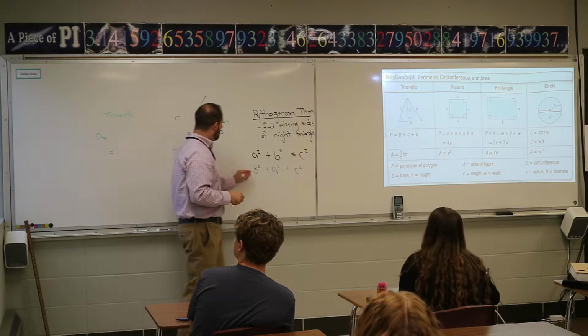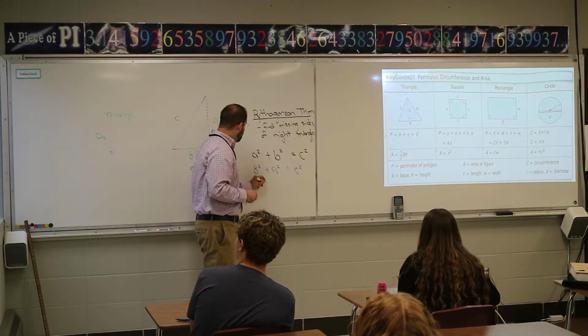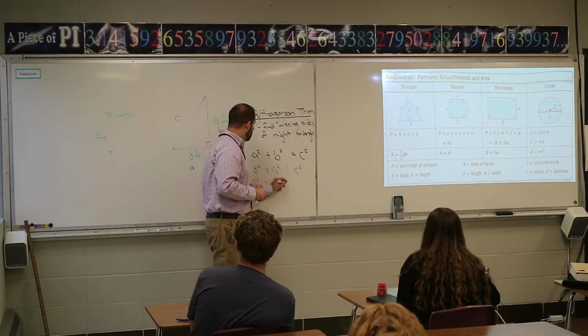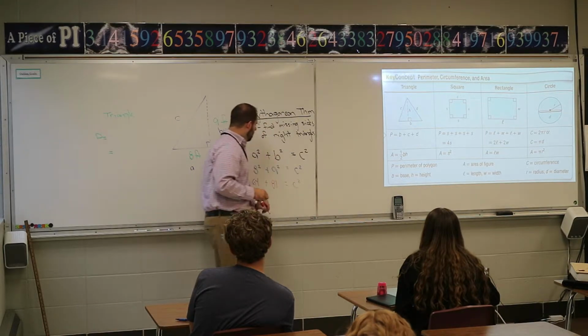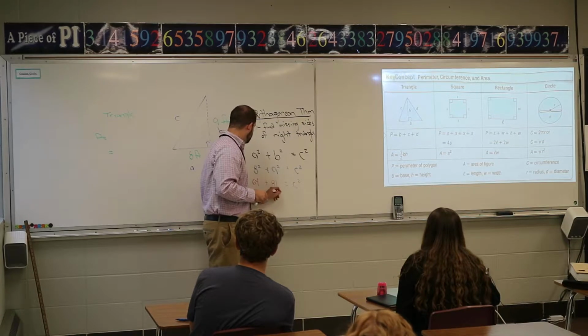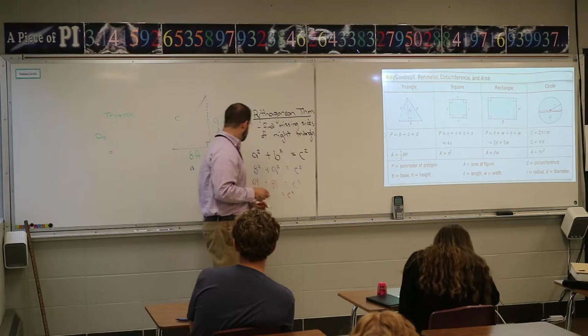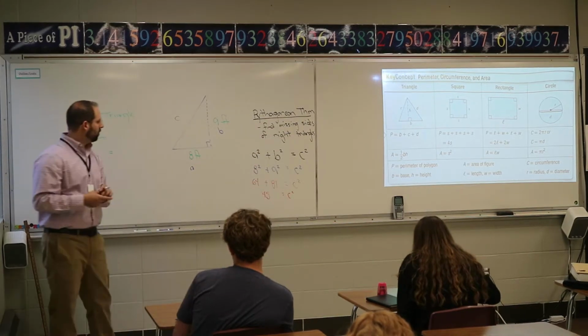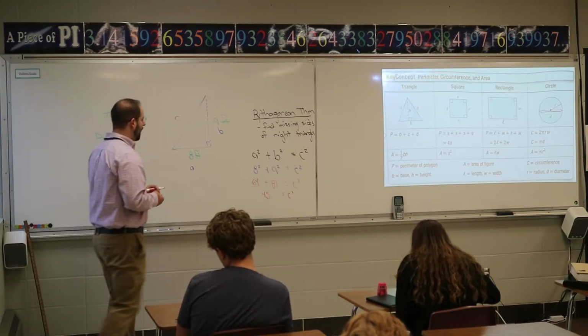So 8 squared is 64. That's 8 times 8. 9 times 9 is 81. You add these two together, I get 145. So 145, if I add those together correctly in my head.